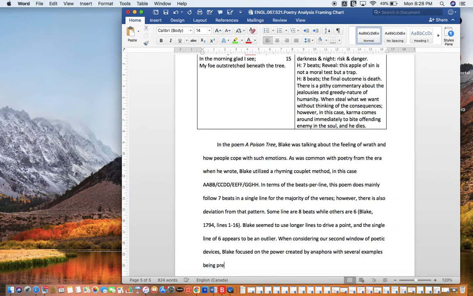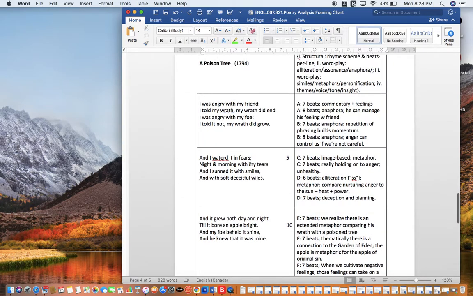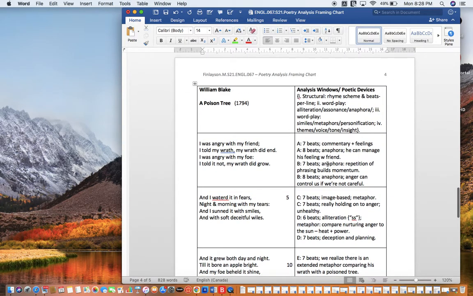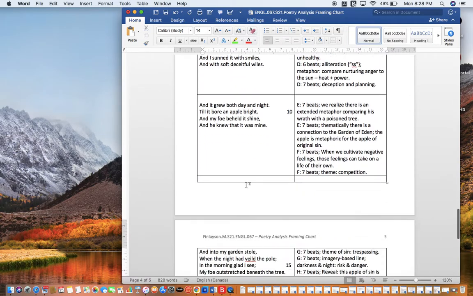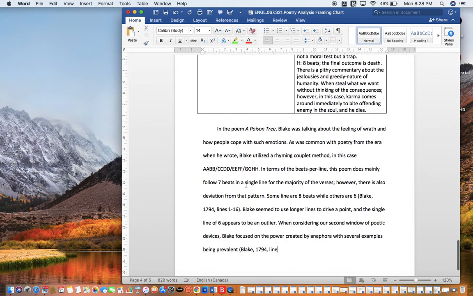So then we can go Blake 1794, and then we can think about some of the lines. We can just go up and find the lines that we found to have anaphora, right? We've got lines 1 through 4 in particular that we're going to focus on. There's a lot of repetitive language there.